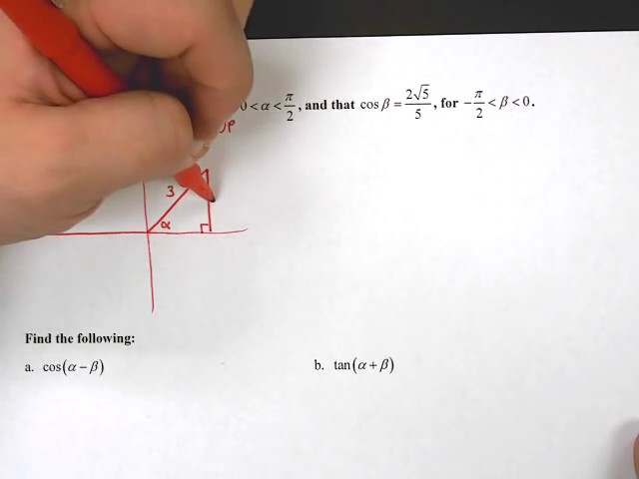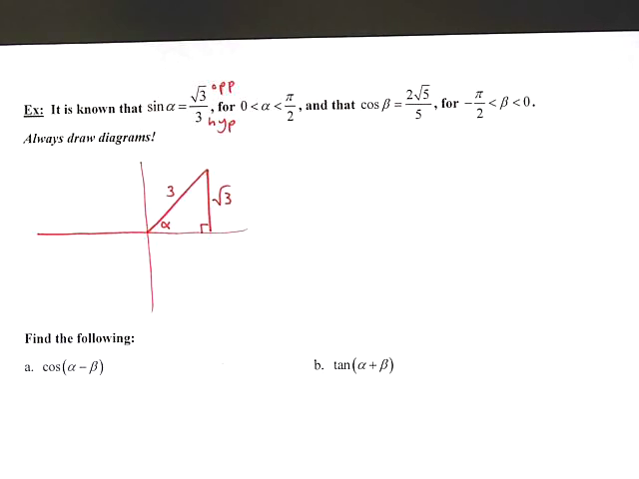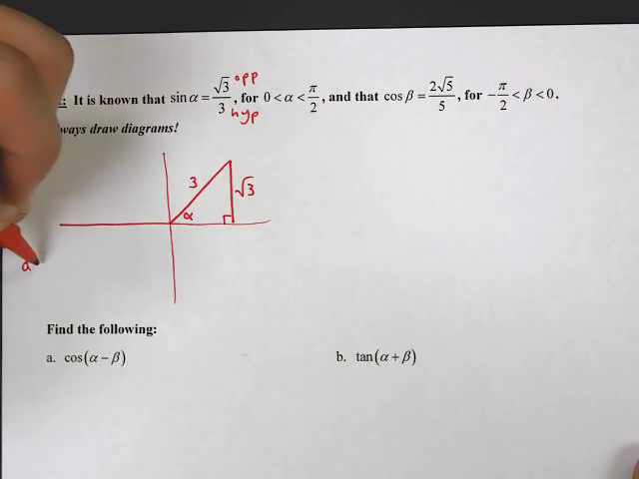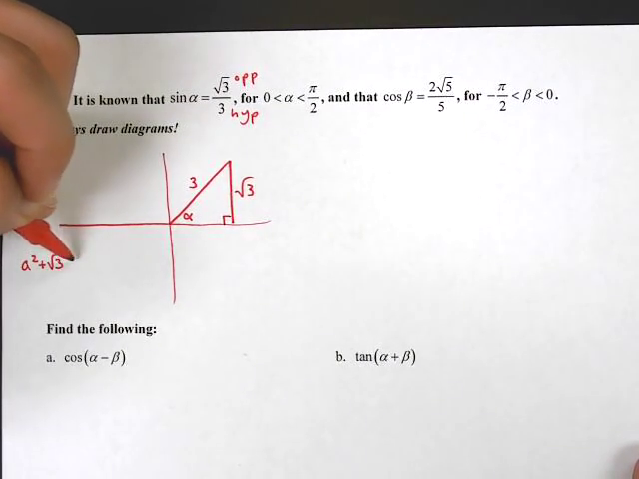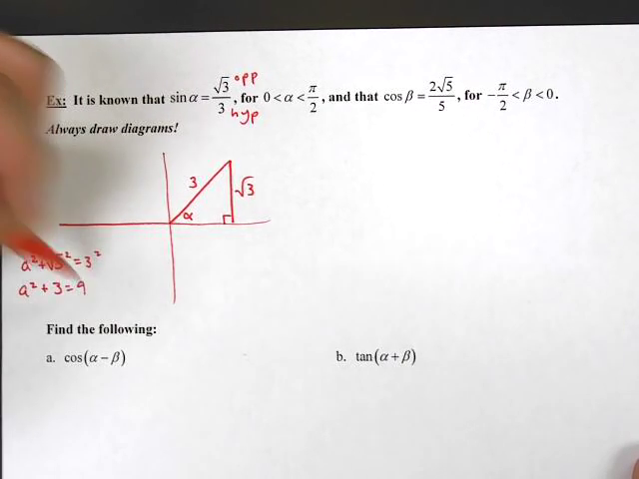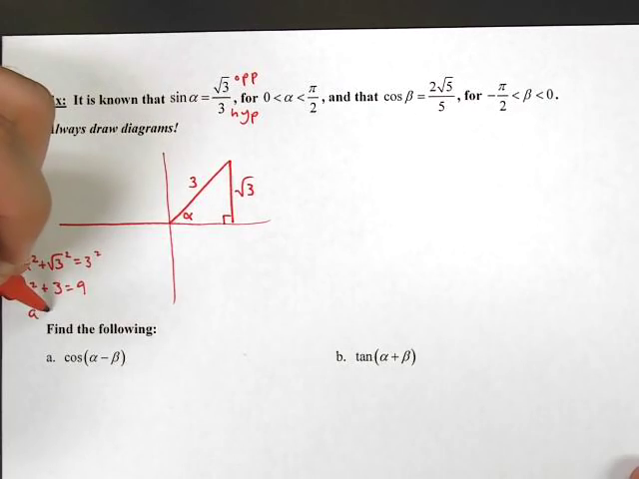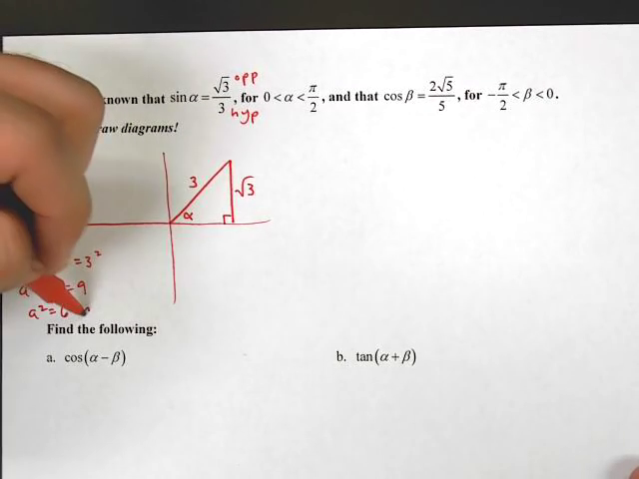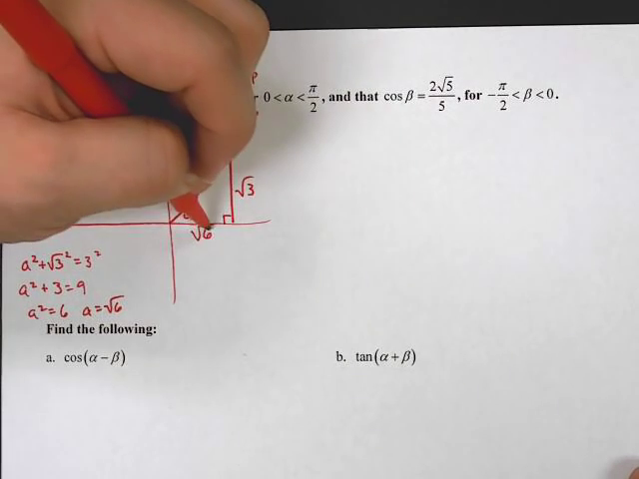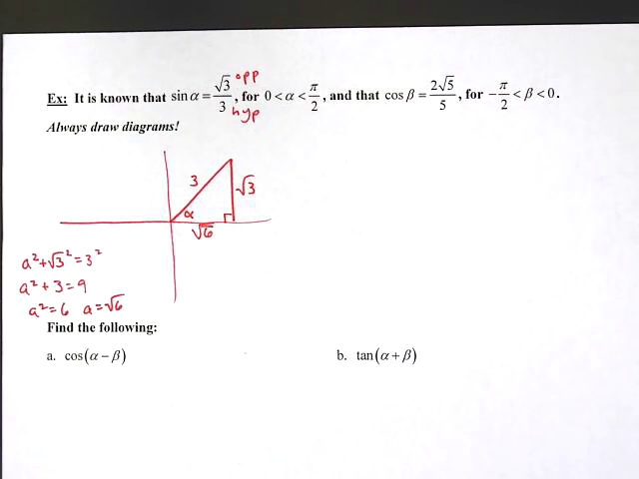I know my opposite side is root 3, which means I need to use the Pythagorean theorem and say a squared plus root 3 squared equals 3 squared, or a squared plus 3 equals 9. A squared equals 6. A equals square root 6. Alright, so now I have the three sides of that triangle. I can come up with any trig ratio I need for it.